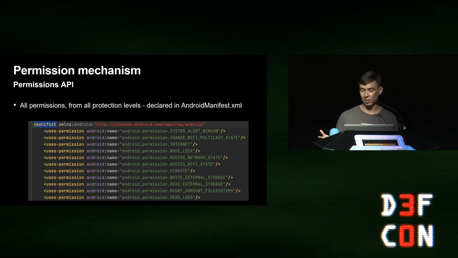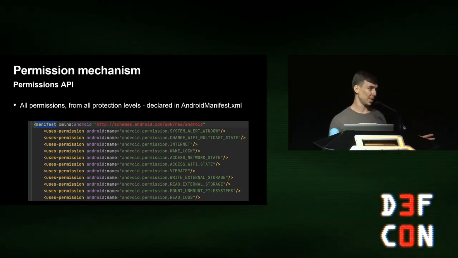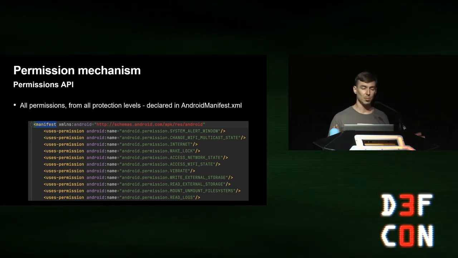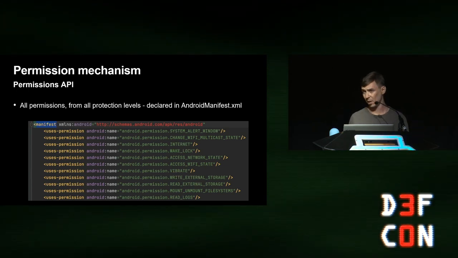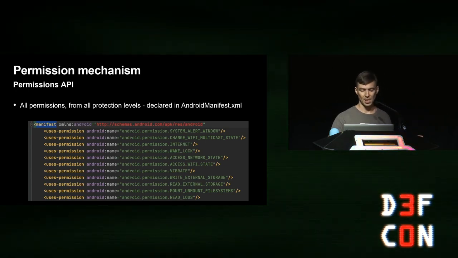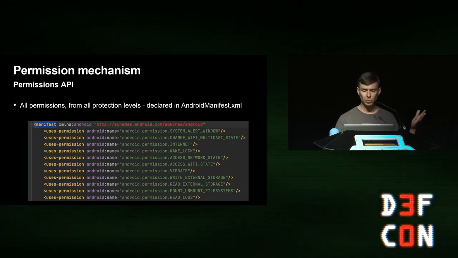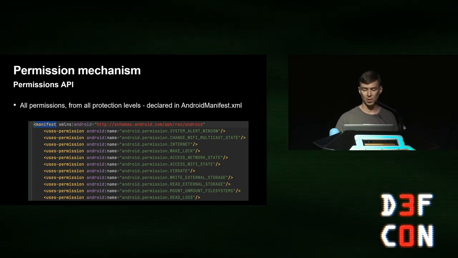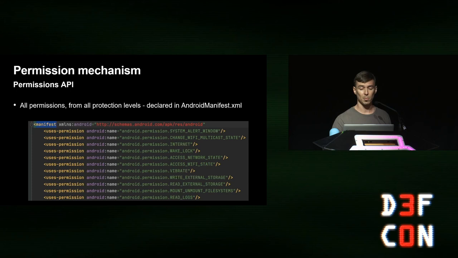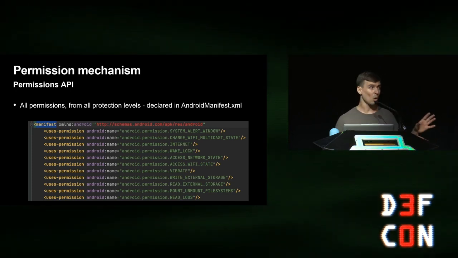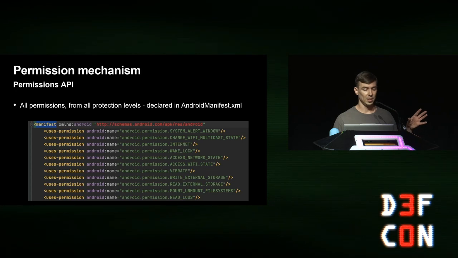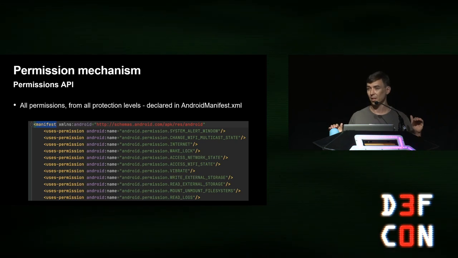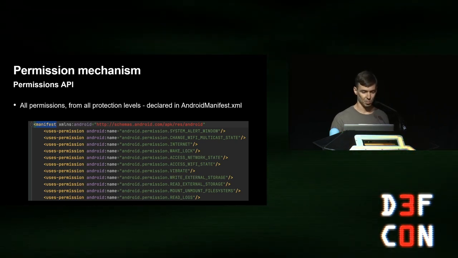Now, from the API perspective, all permissions that an application wants to use, from all protection levels, must be declared in the manifest, which is basically an XML file. In this example, you can see a list of different permissions that the application uses. Some of them are from the normal protection level, some from the dangerous protection level, and some are special system permissions. But you can see that all of them appear in the Android manifest. If they are not declared, they cannot be used at all. This is the most basic thing in the permission mechanism.